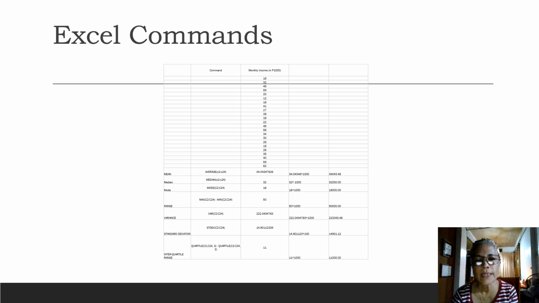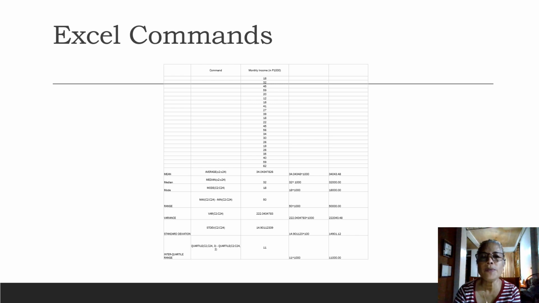For the interquartile range, we will have to encode equals QUARTILE open parenthesis C2 colon C24 comma 3 close parenthesis minus QUARTILE open parenthesis C2 colon C24 comma 1 close parenthesis, and then hit return, and you will get the interquartile range.